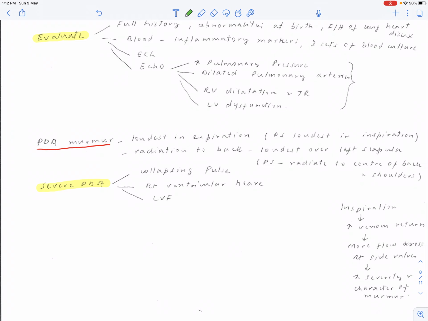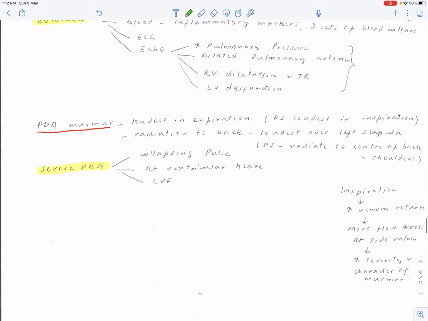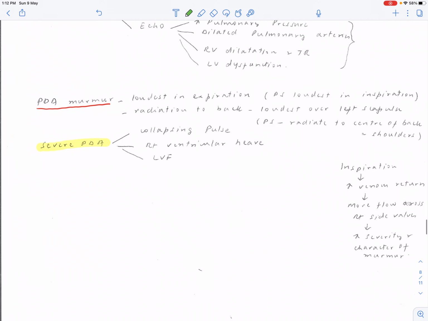Examiner may ask you about the severity, how you know that this is a severe patent ductus arteriosus. If the patient is severe, they have a collapsing pulse, they may have a right ventricular heave, they may have left ventricular failure.